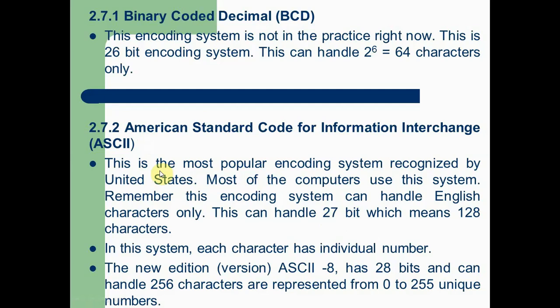In this system each character has an individual number. Of course, we discussed this ASCII system in the beginning. Here you can see ASCII 8 has 8 bits, 2 power 8, and can handle 256 characters, represented from 0 to 255. This one is the new version called ASCII 8. This one is ASCII 7, where a 2 power 7 bit system is used.